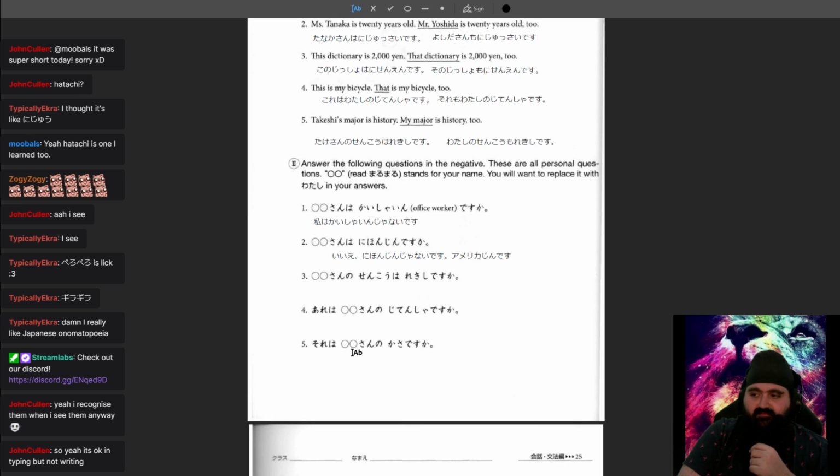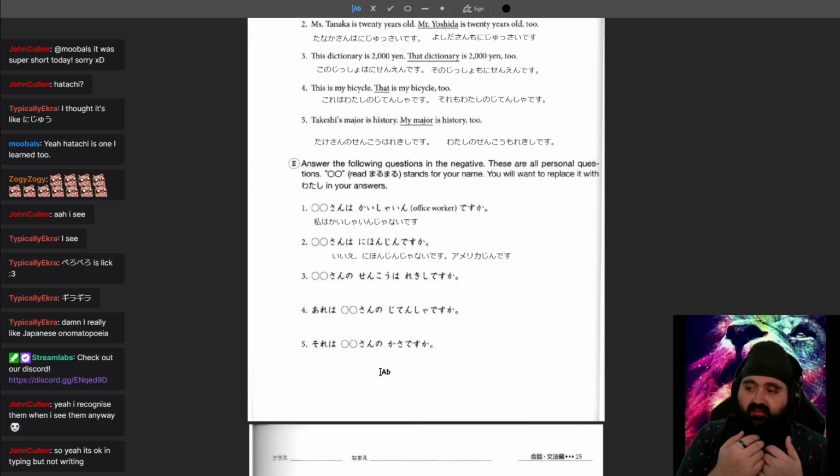Sore wa watashi no kasa, maru-maru-san no kasa desu ka? Iie, watashi no kasa janai desu. And I guess I can explain it this way. Literally, if you just drop this and replace it with janai desu, it will work. So you don't have to overthink the janai desu part at this level right now. It'll be more confusing with adjectives and stuff, but you can think of it as: drop desu and replace it with janai desu.